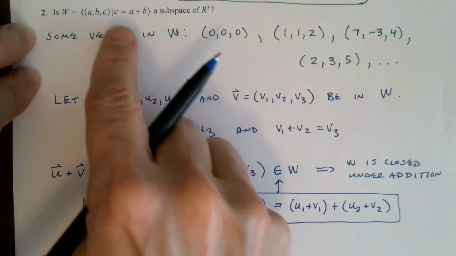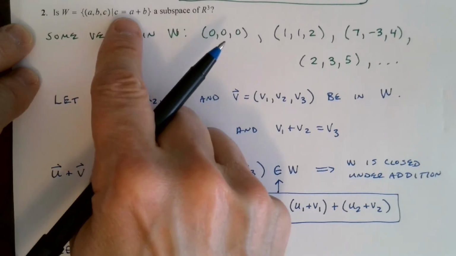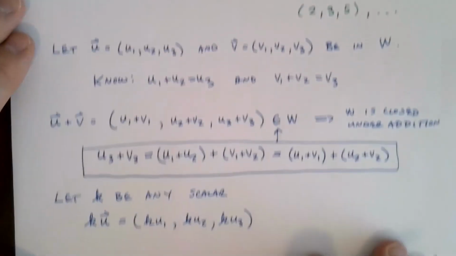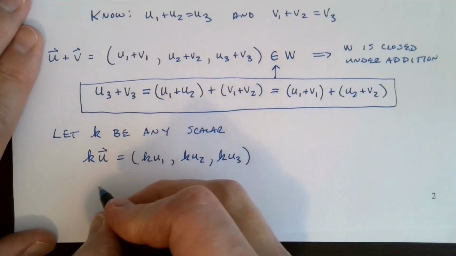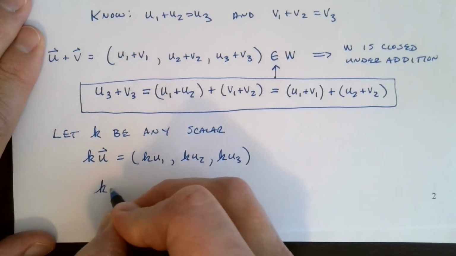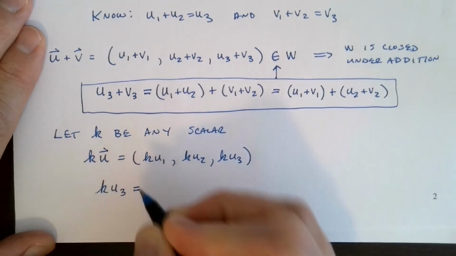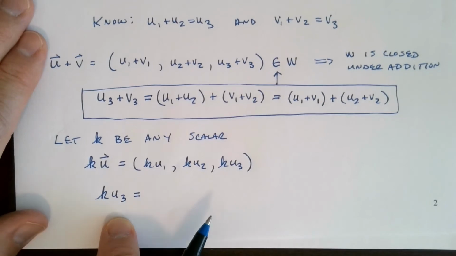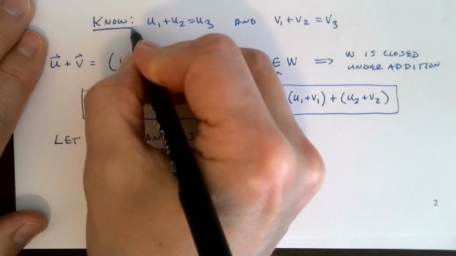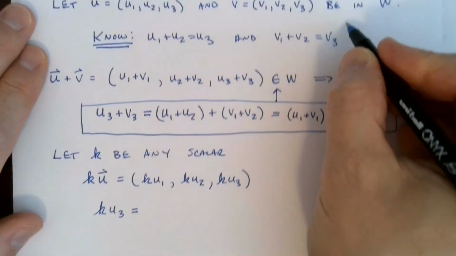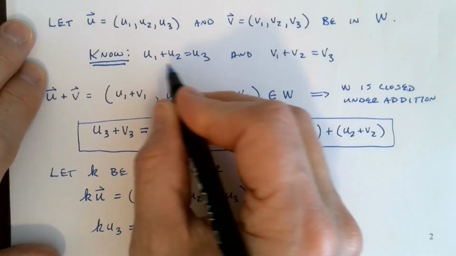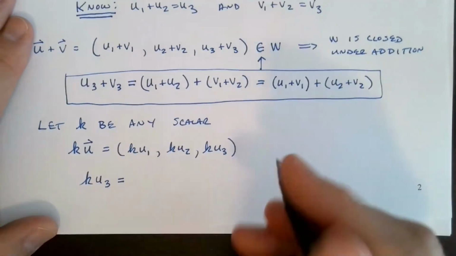Now, is this vector always in the set W? Remember what the set W was? Set of all vectors, ordered triples rather, such that the last component is the sum of the first two. Well, again, I'm going to show this as an aside like I did here. I'm going to start with the last component, KU3. And what can I say about KU3? Remember what we know. Real important what we know. Once we say that these two vectors were in W, we know these two things are true. So U3 is U1 plus U2, and I'm going to replace U3 with that.